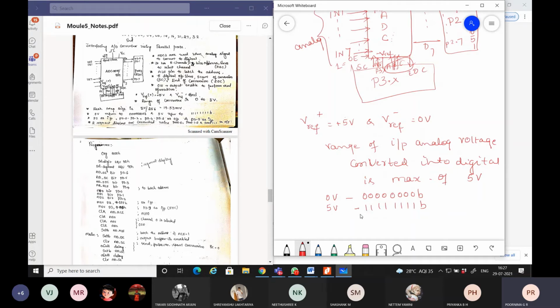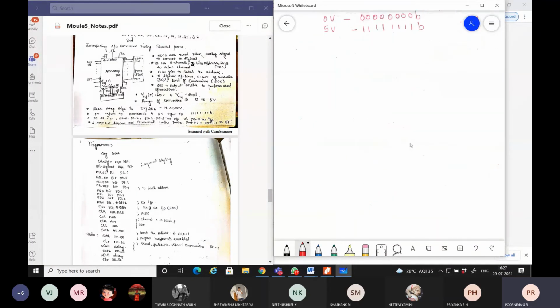Now, when these references are considered and the ADC is connected to the 8051, after the connection is completed, when a voltage is applied, the ADC should start converting the given analog input voltage into its equivalent digital output, and it has to give it to the 8051. For this, the program has to be written.